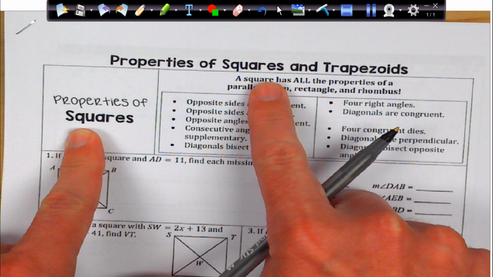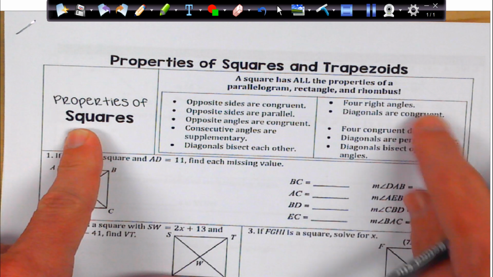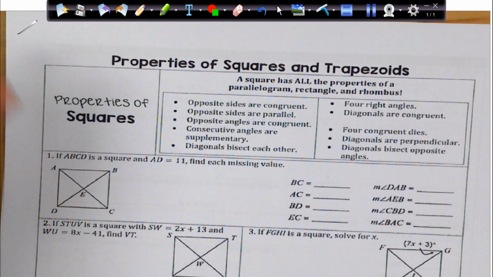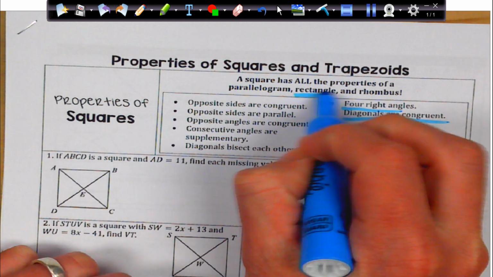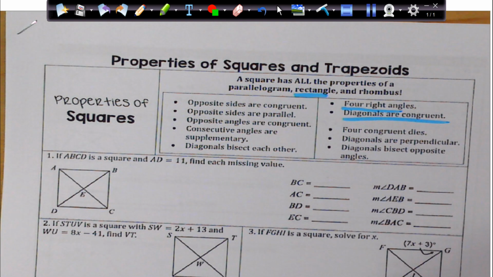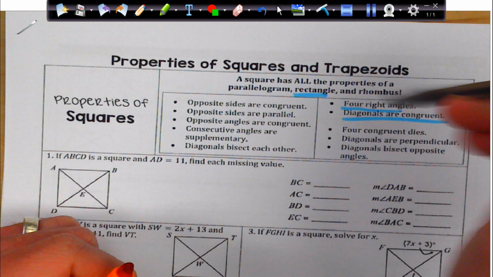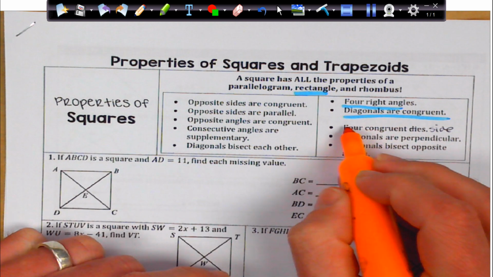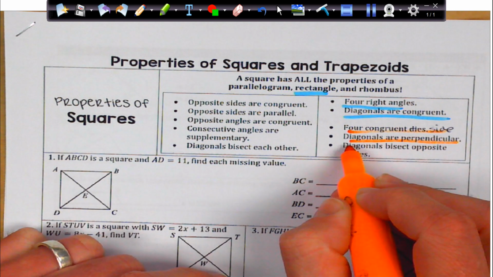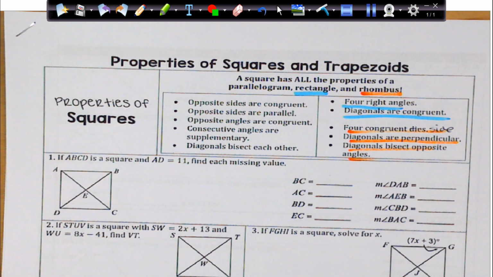But a square has all the properties of all those other shapes too, rectangle and a rhombus. So it's got the four right angles and the diagonals are congruent, these pieces, straight from the rectangle. And then it's also got four congruent sides, that says sides, not dies. Sorry, typo. It has four congruent sides of a rhombus. The diagonals are perpendicular like a rhombus, and the diagonals bisect the opposite angles, just like a rhombus. So the square has got everything.